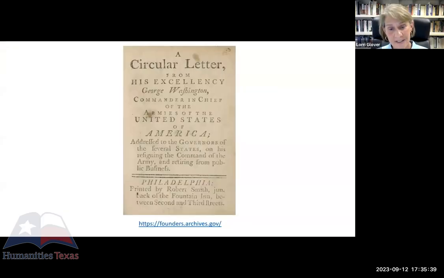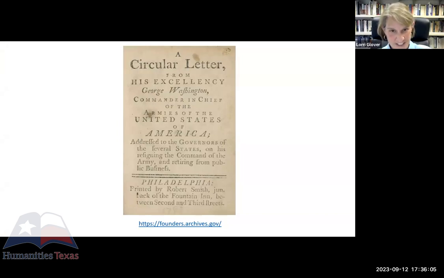This is how it appeared as it was published widely in pamphlet form and in newspapers, and a link to the text of it from Founders Online. The letter is filled with concerns about the national character of the country and the importance of strengthening the central government so that states would not be pitted against one another and not continue to undermine the Congress.